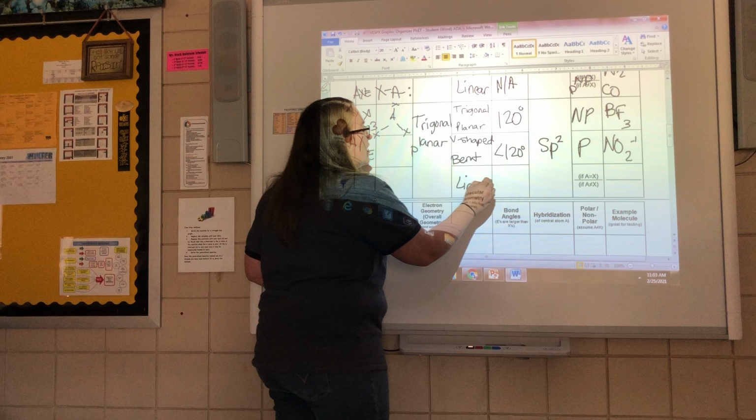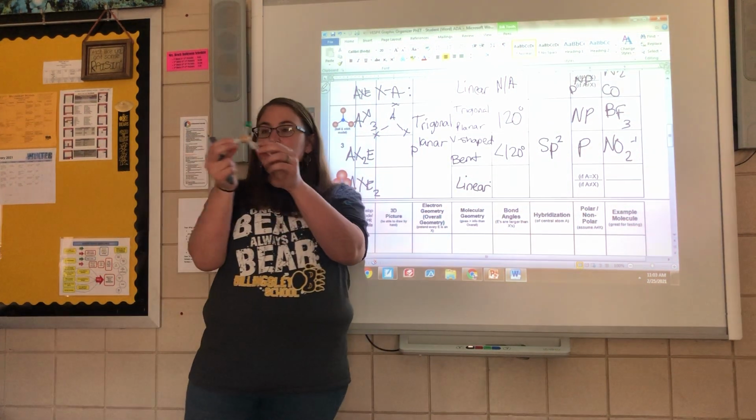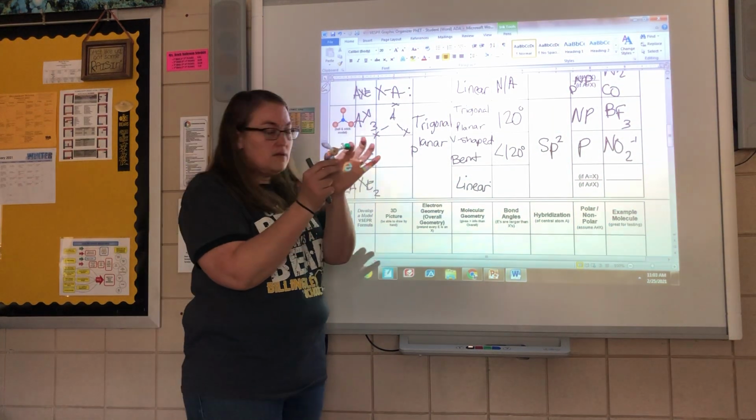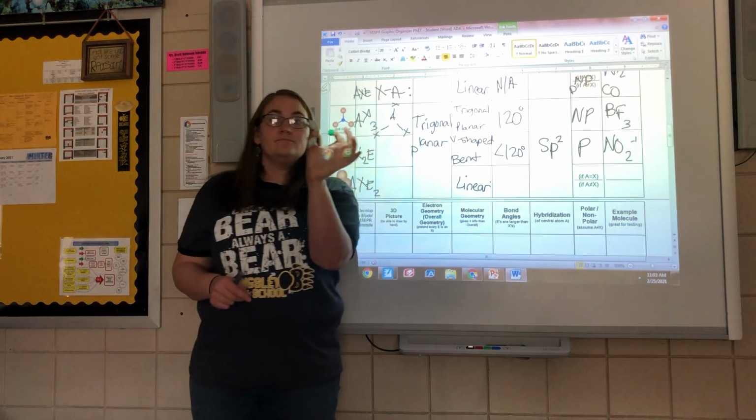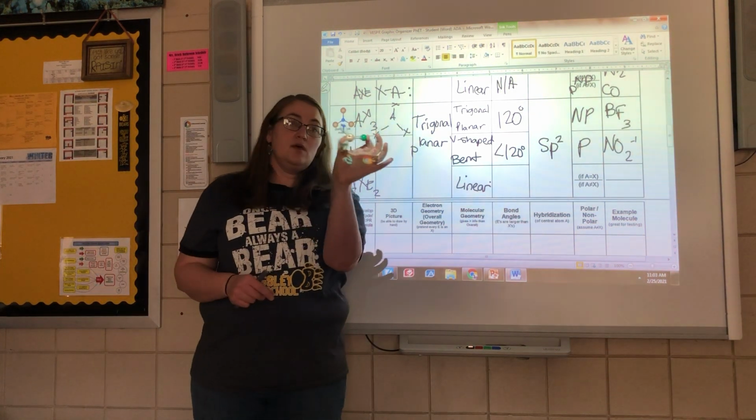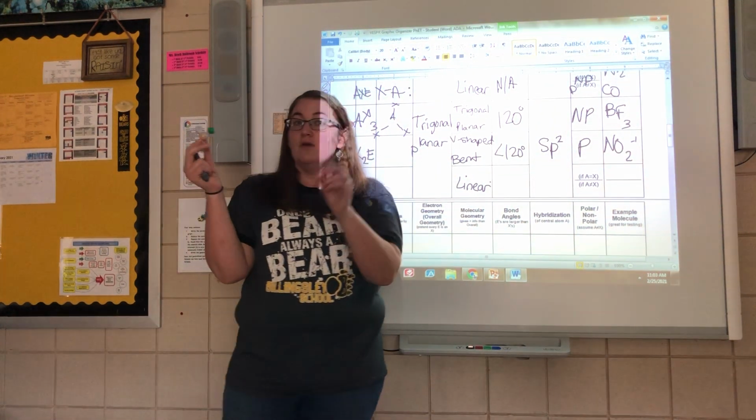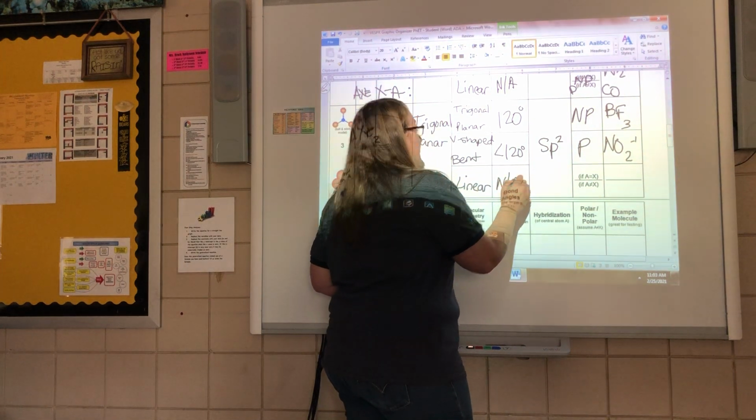So the electron geometry is still trigonal planar because you're still seeing that triangle, but the molecular shape of just the atoms is linear. All right, do we have a bond angle? No, because we have to have 3 atoms to have a bond angle. How many atoms do we have? 2. So there is no bond angle.